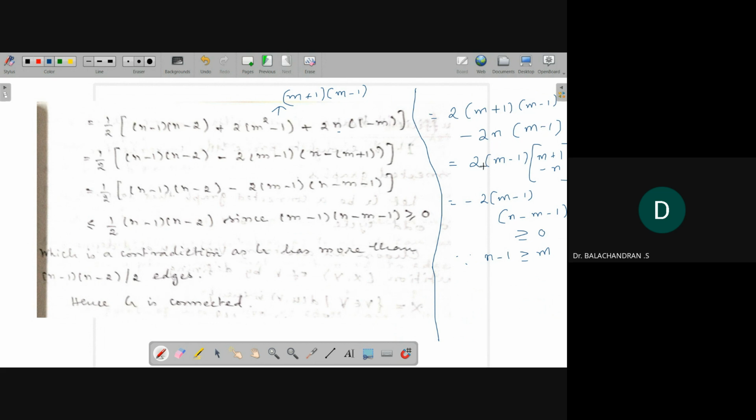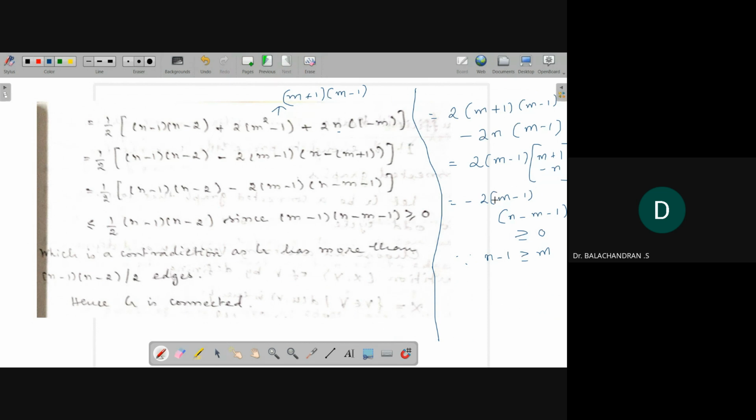If I take 2 into m minus 1 common, what remains here? Minus n. So now from this I will take the minus outside. If I take common, what do we get? Minus 2 into m minus 1 into n minus m minus 1. But this is greater than or equal to 0.